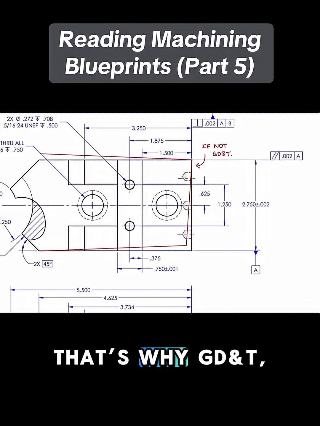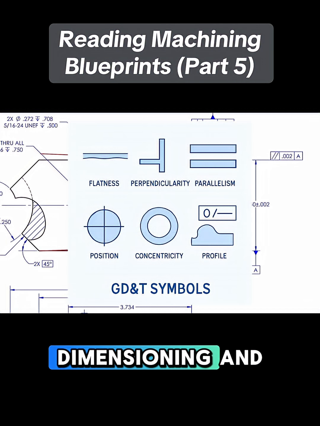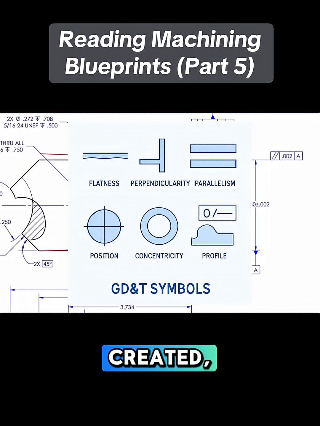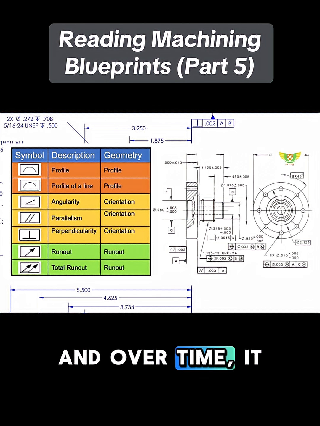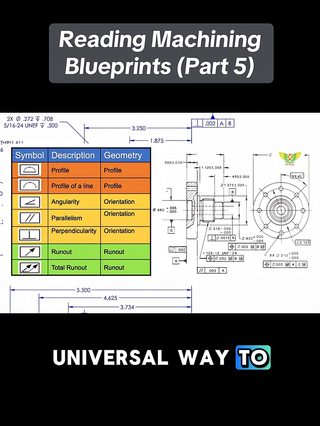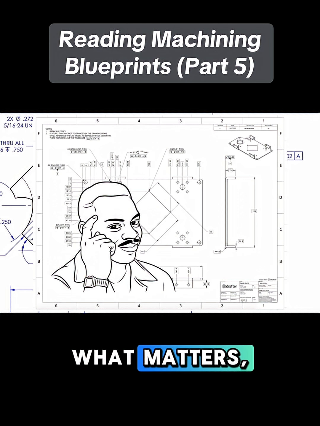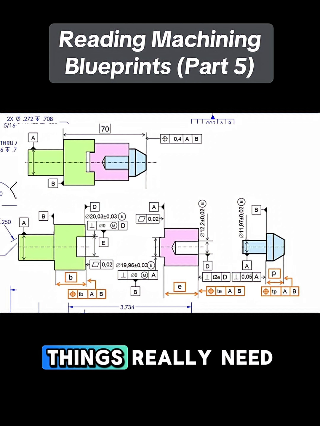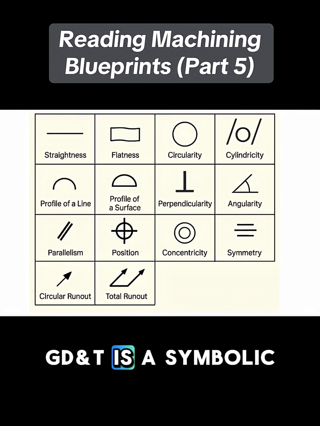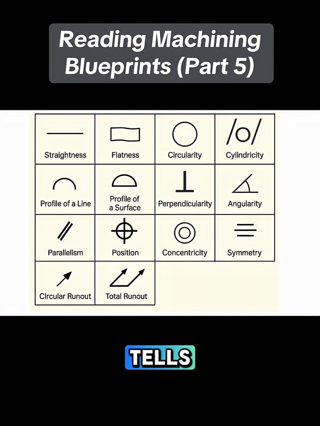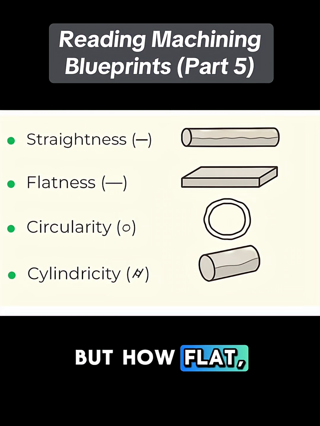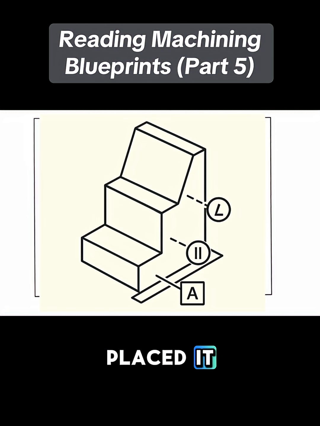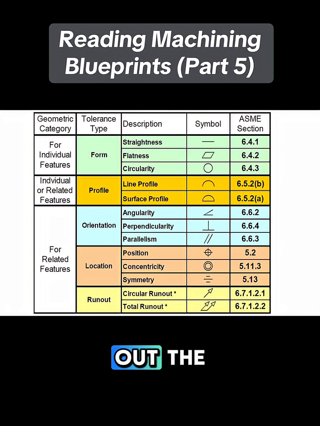That's why GD&T, or geometric dimensioning and tolerancing, was created, all the way back in the 1940s by the military. And over time, it became the universal way to communicate design intent: what matters, what doesn't, and how precise things really need to be. GD&T is a symbolic language that tells manufacturers not just how big something is, but how flat, straight, angled, or perfectly placed it needs to be. Now let's check out the symbol chart.